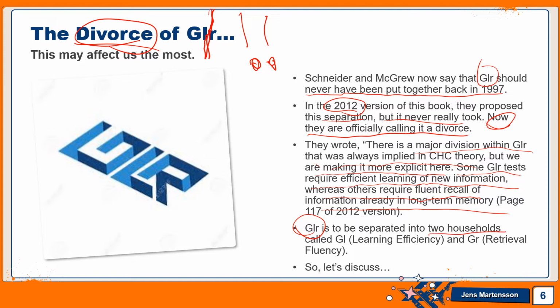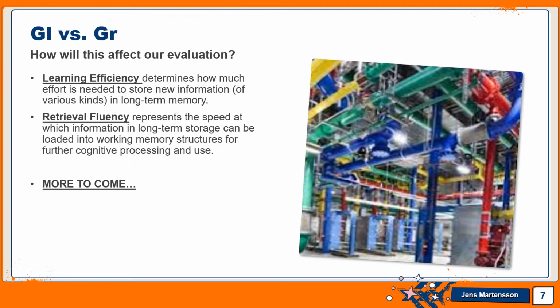So what you've got is the GL, which is now called learning efficiency, and GR, which is retrieval fluency. So let's discuss GL versus GR: how will this affect your evaluations is one of the main questions. Like, oh my God, how do I put this in XBASS? And what test do I give and all that? So I'm going to go over this real quick.